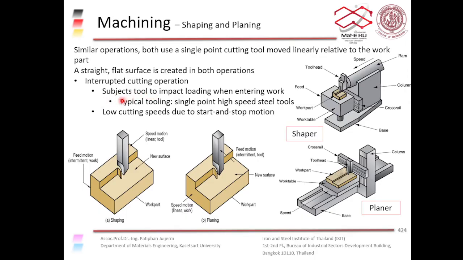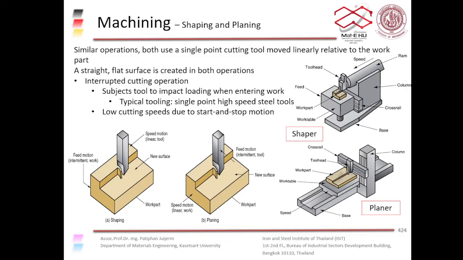The tool is subjected to impact loading when entering the workpiece. The typical tool for this operation is a single point high speed steel tool. So basically you are using high speed steel as the cutting bit. We have a low cutting speed, due to the start-stop motion of the cutting tool.